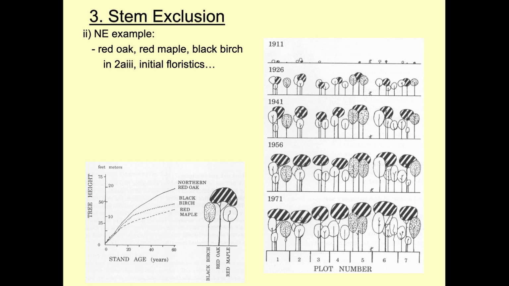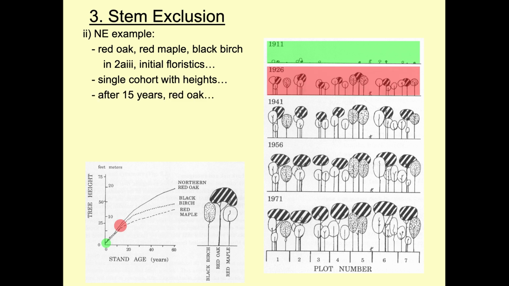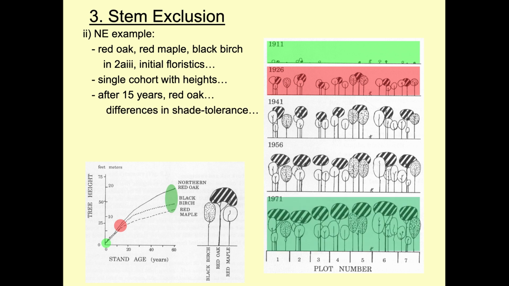For simplicity's sake, we're going to just pretend that these red oaks, red maples, and black birch in this specific study all germinated at the same time. So they become established in a single cohort with similar heights for the first 15 years. After 15 years, however, at which point the canopy was most likely closed, the red oak actually begin to grow fastest and form the canopy, while red maple and black birch grew slower and became the sub-canopy. Remember, these are still trees that are the same age.